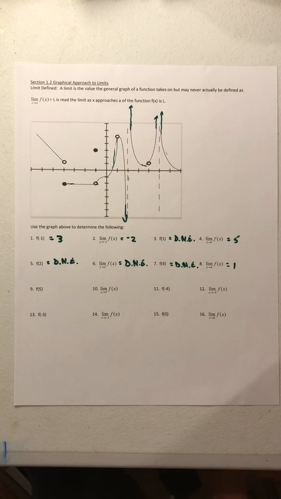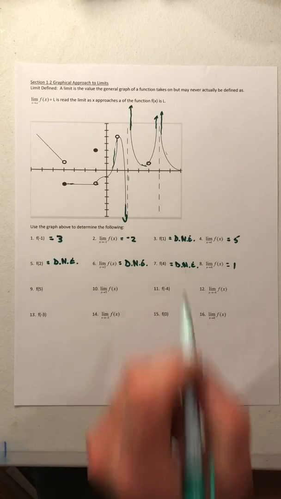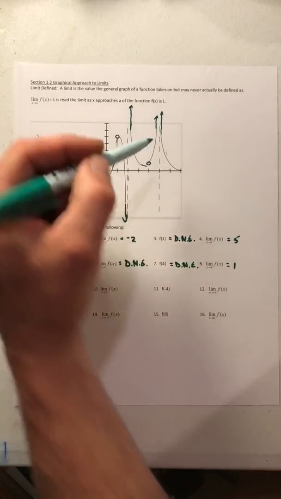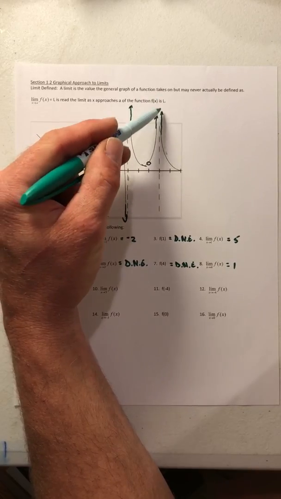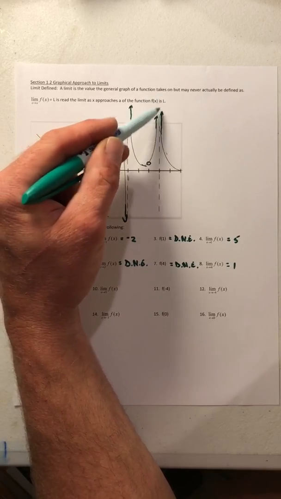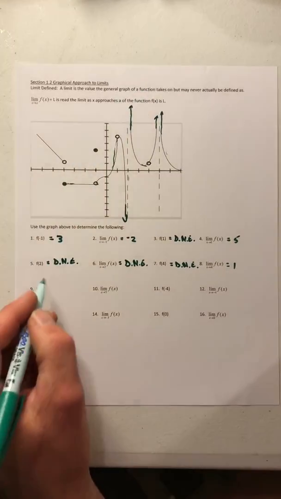In number 9, we're looking at f of 5. Again, if we come over to f of 5, there is a vertical asymptote, so we know it does not exist, or it's undefined.